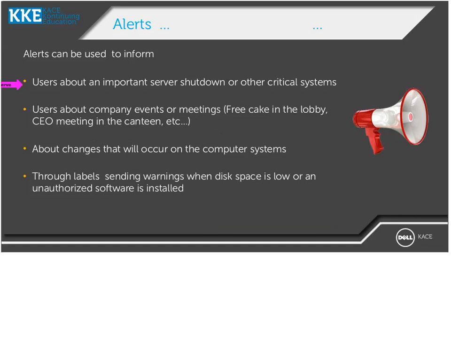So as mentioned again, user important server shutdown or critical systems. You could inform users about company events, for example, free cake in the lobby, CEO meeting in the canteen, etc., anything which comes up. It could be used as well to inform users about changes that will occur on the computer system. It could be that you will reboot the system in the next 20 minutes because there will be an important update for the antivirus or something like this. And it could be as well through labels that the end user will be informed about low disk space or that he has unauthorized software installed.